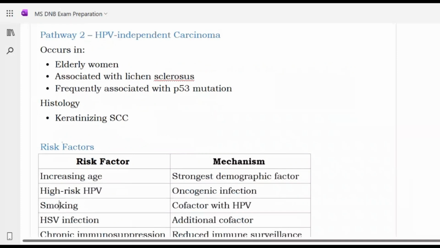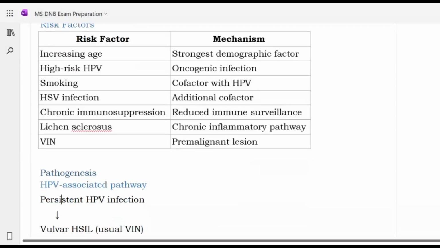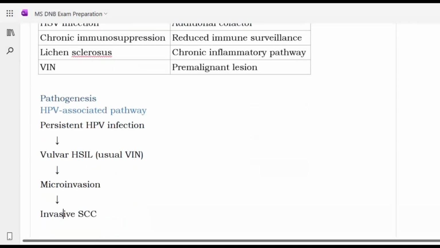Now, what are the risk factors? Increasing age, that is the strongest demographic factor. Then high risk HPV, that is the oncogenic infection. Smoking is a cofactor associated with the HPV. Then HSV infection is also an additional cofactor. Then chronic immunosuppression, reduced immune surveillance. Lichen sclerosis, the one which is independent of HPV, because that leads to chronic inflammation. And VIN is a premalignant lesion. Okay, so these are the predisposing factors.